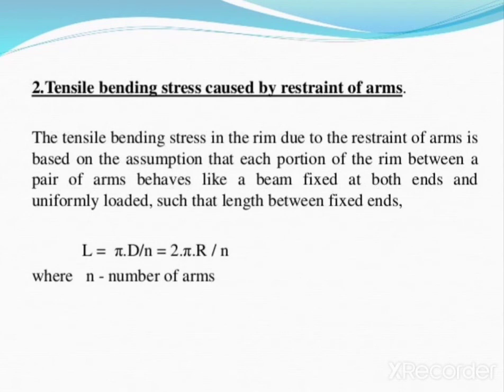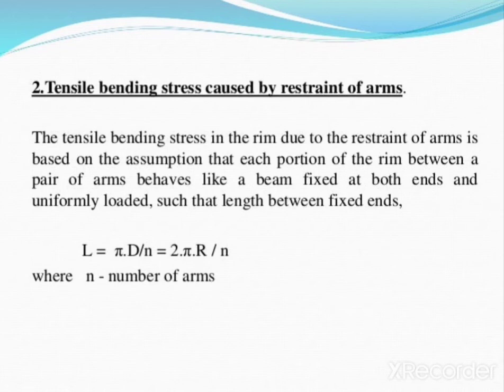Now we will see the next type, that is tensile bending stress caused by restraint or resistance of the arms. The tensile bending stress experienced by the rim due to restraint of the arms is based on the assumption that each portion of the rim between a pair of arms behaves like a beam fixed at both ends and uniformly loaded. Here we assume that the rim behaves like a beam which is fixed at both ends and uniformly loaded.